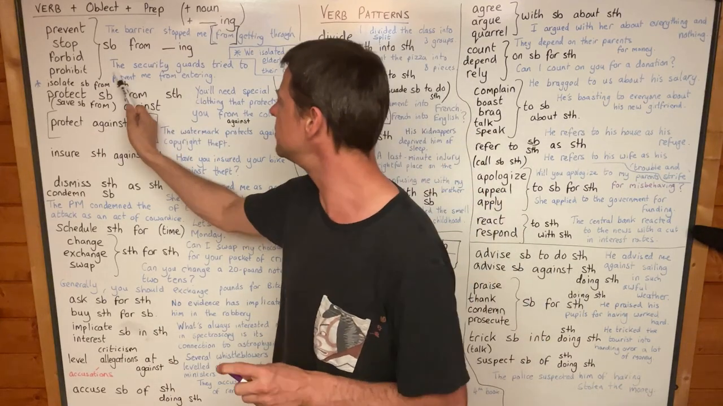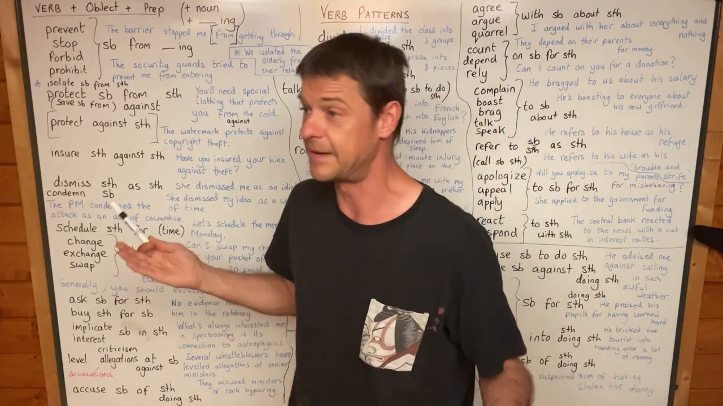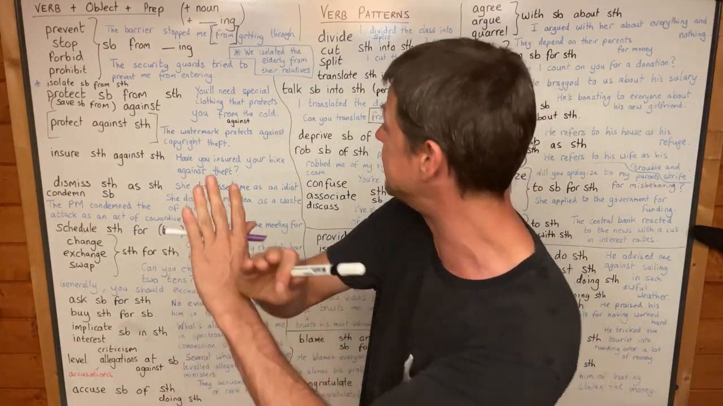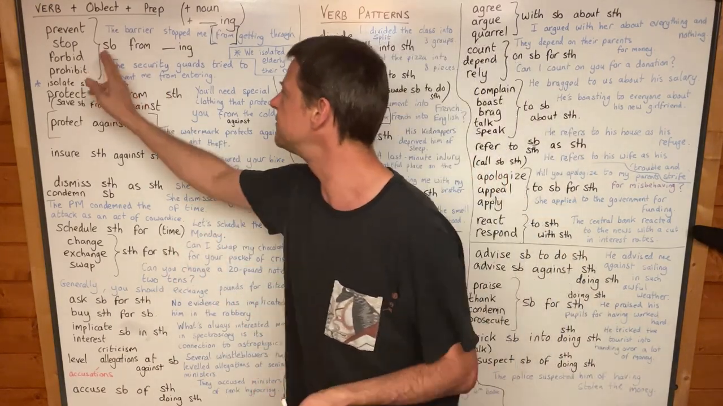Yeah, just like a prison. And so the security guards tried to prevent me from entering. Yeah. Or maybe they didn't try. Maybe they did prevent me from entering. Yeah. So you prevent someone from entering the building. You forbid someone from.